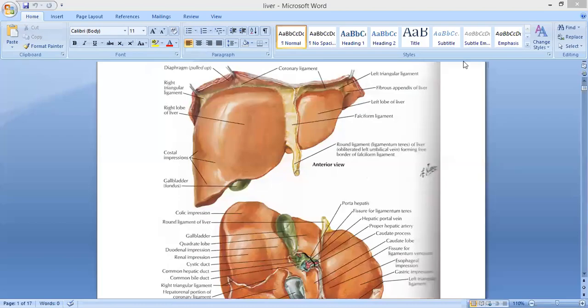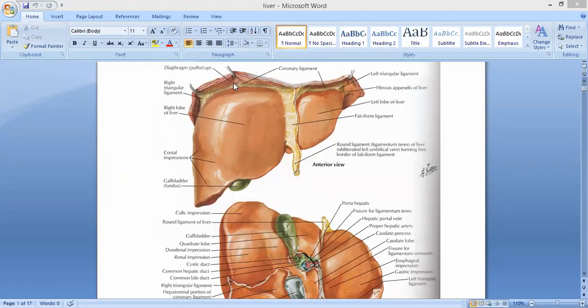Okay, so I was talking about the coronary ligament. I told you before that the coronary ligament extends from the posterior edge of the liver to the diaphragm. It is a peritoneal reflection. You can define it as this peritoneal reflection that holds the liver to the inferior surface of the diaphragm. You can see over here.